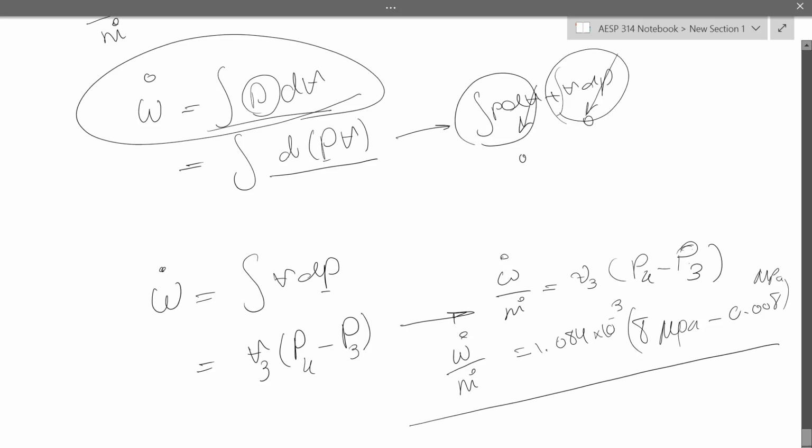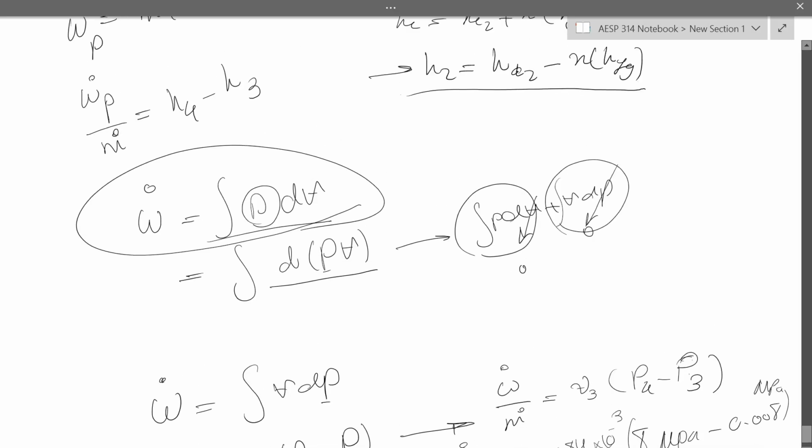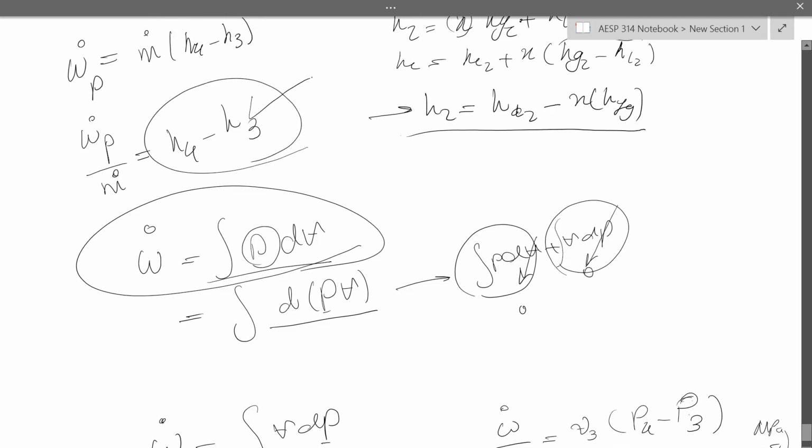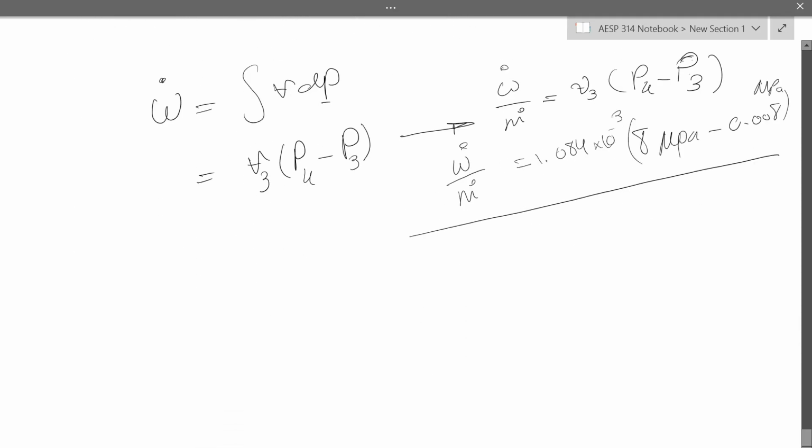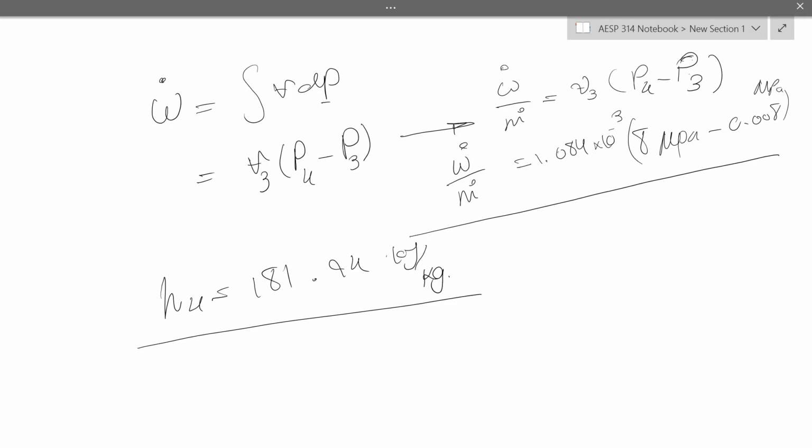So we can find this value and set it equal to the enthalpies. We have already read the enthalpy at 3. For the saturated liquid, we can find the enthalpy at 4, right? Based on my notes, the enthalpy at 4 is going to be equal to 181.94 kilojoules per kilogram. Is this clear? So we already have H1, H2, H3, and H4. We have all of the enthalpies we need.